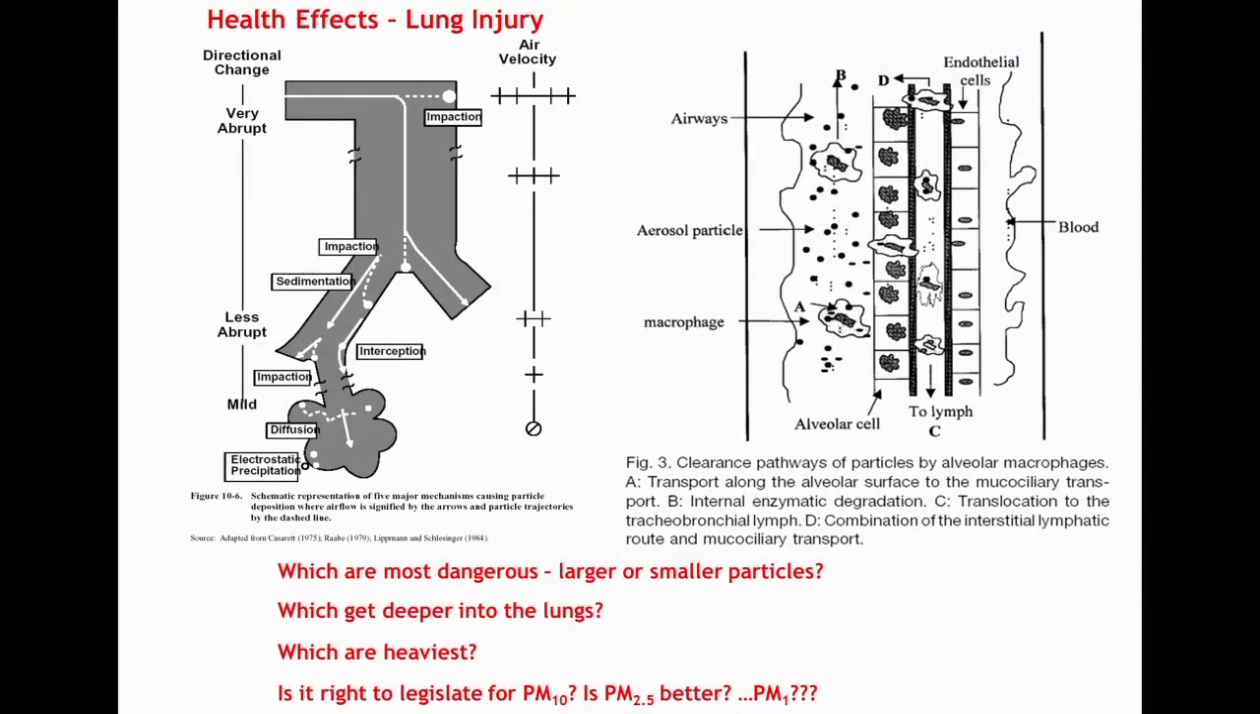If you smoke, is that bad for your lungs? Yeah? Okay. Smoking has been claimed, if you smoke one cigarette, to be the same as breathing 648 micrograms per cubic meter of aerosol particles for one day. One cigarette is 648 micrograms per cubic meter. It's roughly the same loading. But is that true?